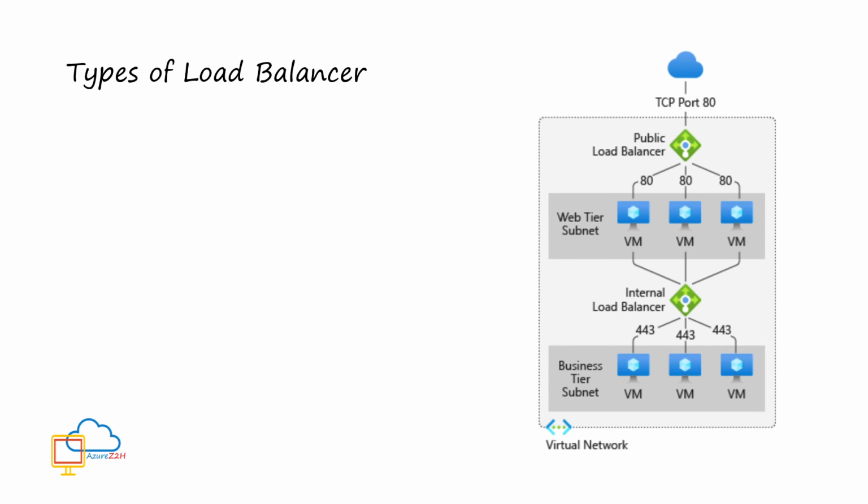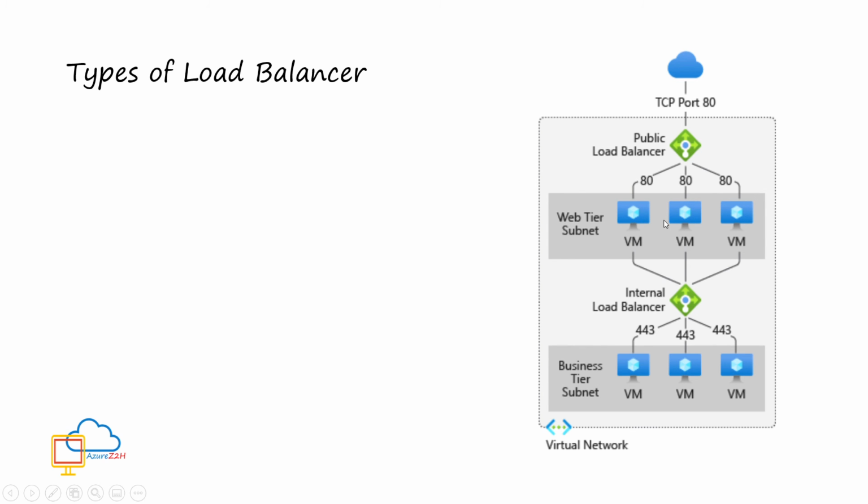Moving further, we have 2 types of load balancer. One is the public load balancer and the other is the internal load balancer. Now, what is the difference between these two? The only difference is where the traffic is coming from. A public load balancer is the public facing or internet facing load balancer, where users will reach it from the internet, and then traffic will get distributed to our web servers.